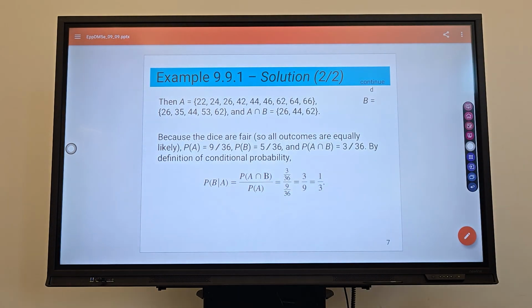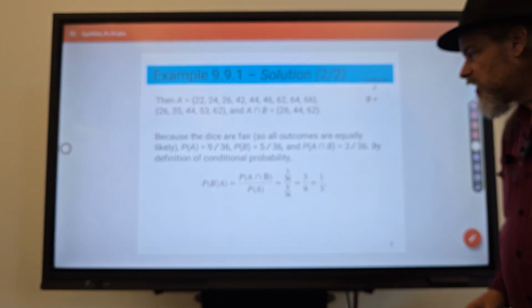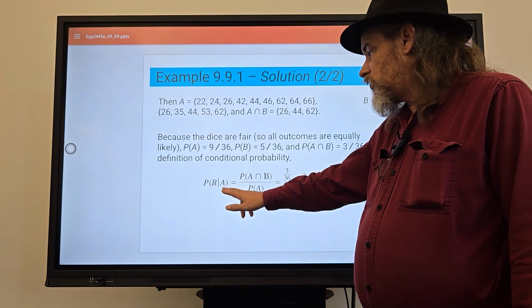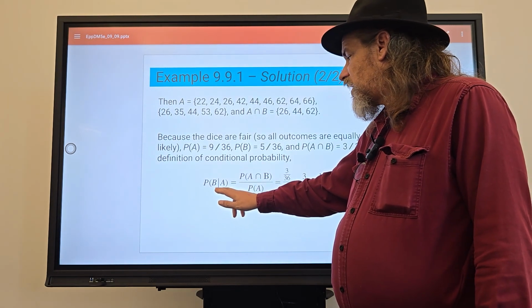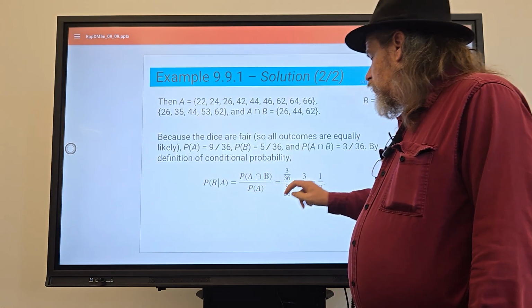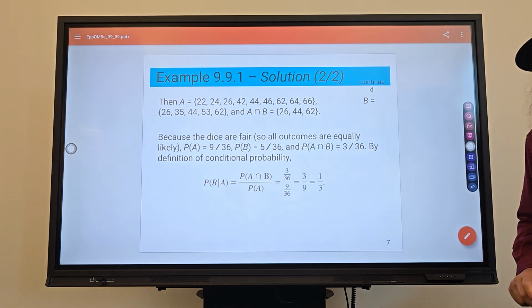Because the dice are fair, all outcomes are equally likely. The probability of A is 9 out of 36. The probability of B is 5 out of 36. And the probability of A intersect B is 3 out of 36. By the definition of conditional probability, if A occurs, the likelihood of B occurring would be 1 out of 3.